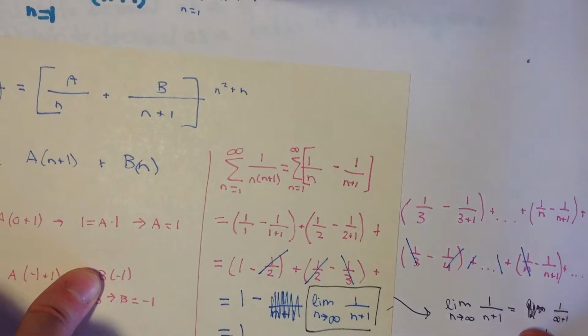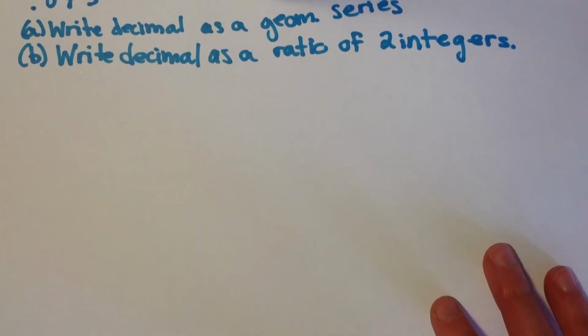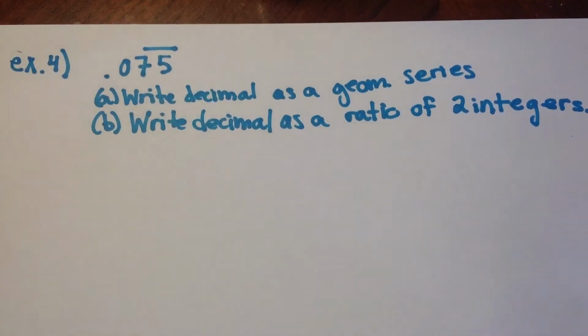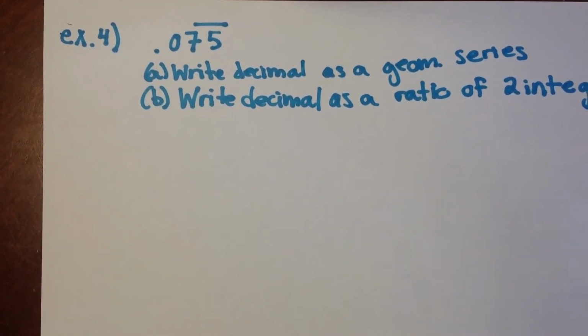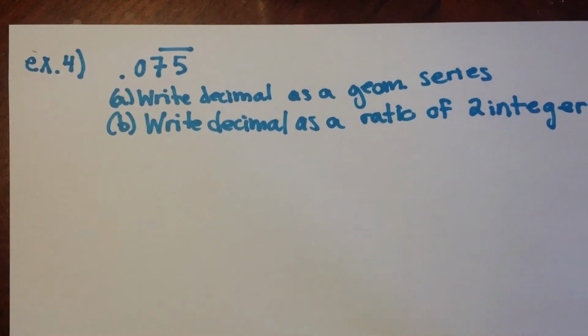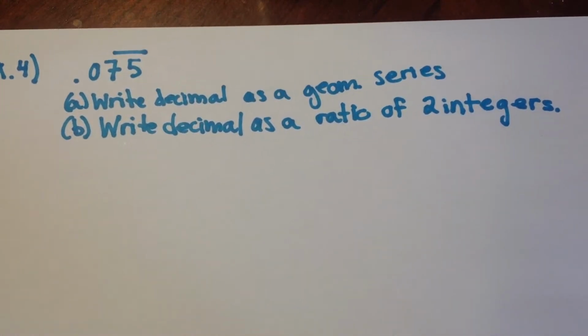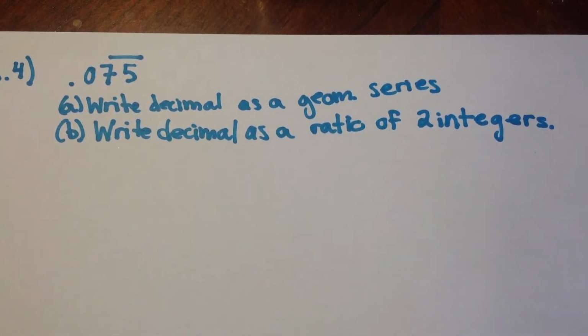Okay, so next example, we're going back to the geometric series test. We have this random decimal that repeats to infinity, and the problem wants us to first write the decimal as a geometric series, then write the decimal as a ratio of two integers.